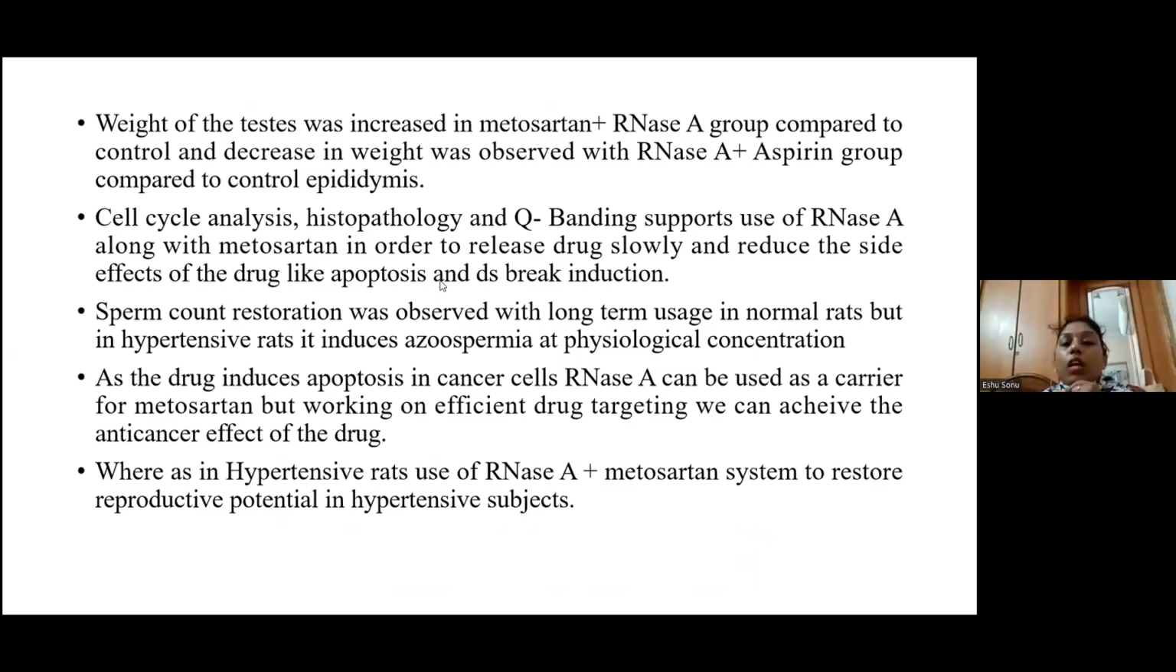So from this study, we can conclude that the metosartan plus RNase group will act as a positive, and that means treatment with this RNase A along with the metosartan can improve patient survival and also supports the sperm count. And also cell cycle analysis, histopathology, and Q banding support the use of RNase A along with the metosartan to reduce the side effects.